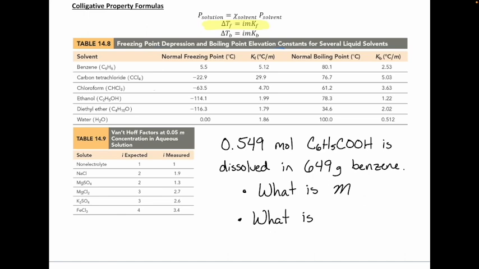All right, so we're going to take 0.549 moles of benzoic acid, C6H5COOH, and we're going to dissolve it into 649 grams of benzene. We need to calculate the molality here. Why do we need the molality? Right, because if we look in our formulas for these colligative properties, this is really why molality is used, to study the effect of temperature on solutions. And so in order to use our colligative property formula here, we're going to need our concentration in molality. Once we have that, we can answer what is the freezing temp of our solution.